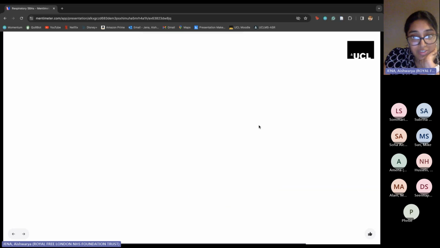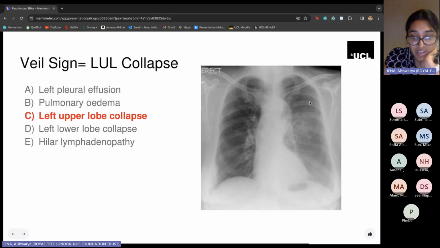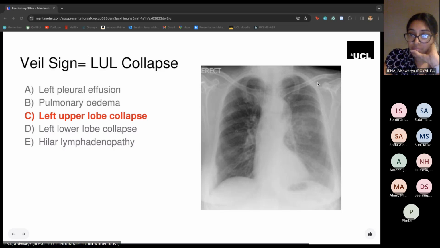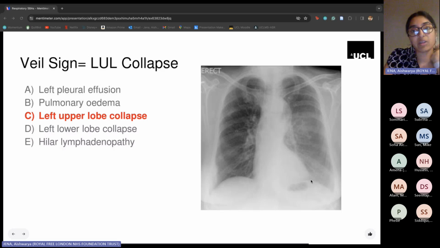So well done to that one person, but don't worry, this is a difficult one. So this is the veil sign, and essentially, as you can see on this side, it just looks like a veil has been laid over the lung. And yeah, again, just something that you need to know. Well, I wouldn't say need to know, but it's useful to know just for quick diagnoses that can help you in the rest of your SBA. I don't think you're really going to get spot diagnosis of X-rays like this, but it can help you with your SBA and just knowing what's going on and having a better idea of the context of the question.